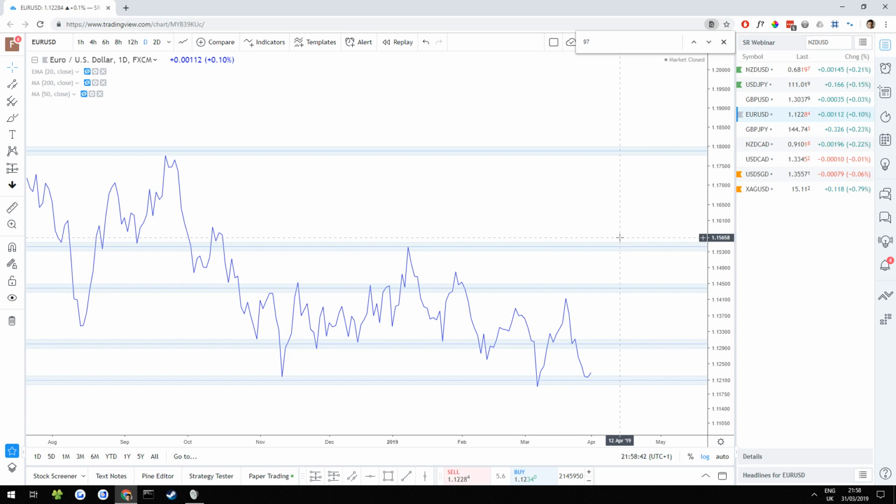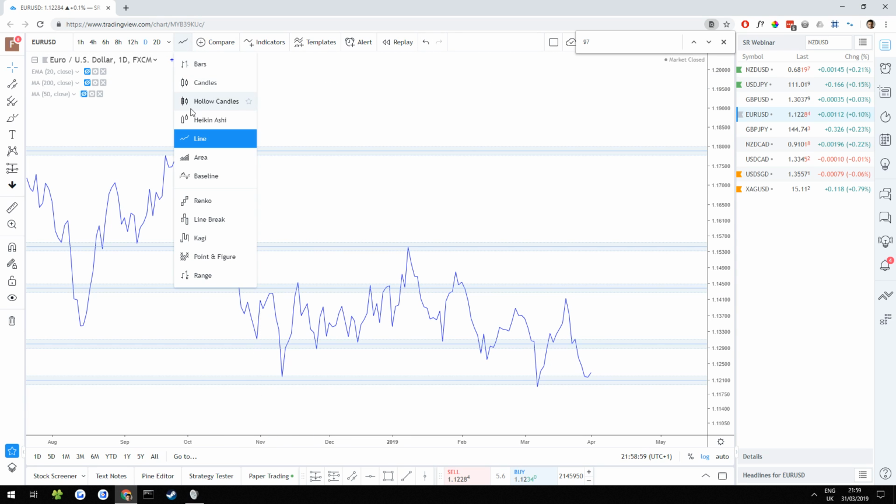Some people are going to prefer candles like I do. Some people are going to prefer line charts. If you want to use line charts, feel free. It certainly does clean things up and it does make things kind of easier to see. I think it makes things a little bit too easy. I think you just don't get enough information, but that's me personally. If you want to use line charts, go for it.